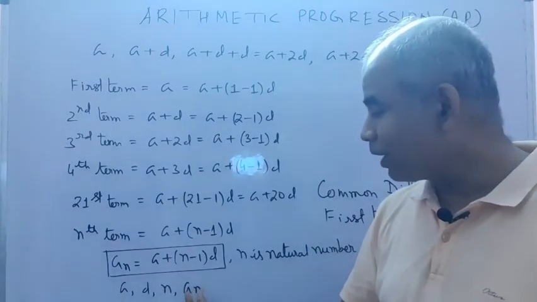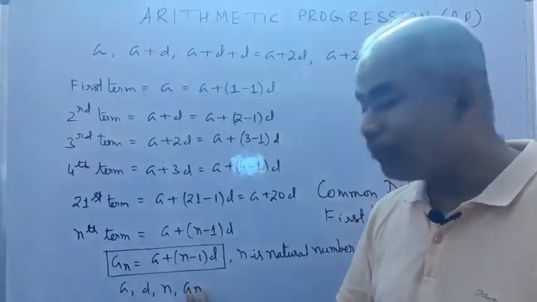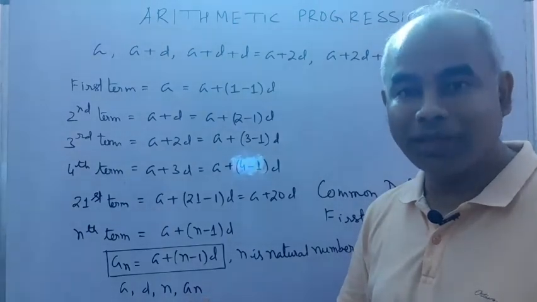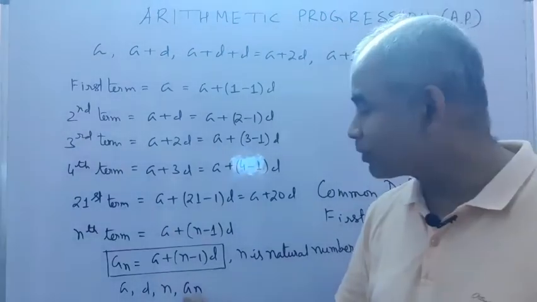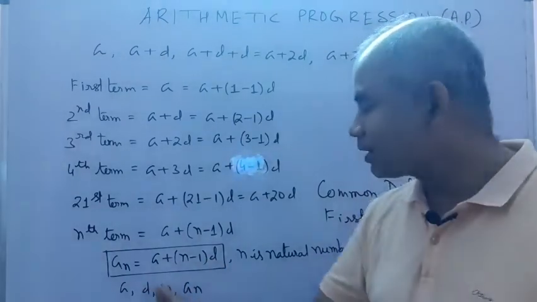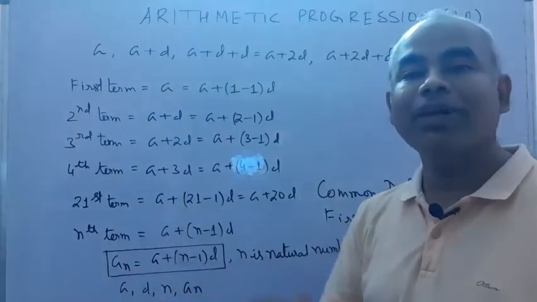Or sometimes the first term is given, the common difference is also given, and a particular term is given. What is the position of the term? Suppose the term is 250. What is the position of that term? That means what is n? n may be asked to find out. Or an is given, d may be asked. Or n, d is given, a may be asked.